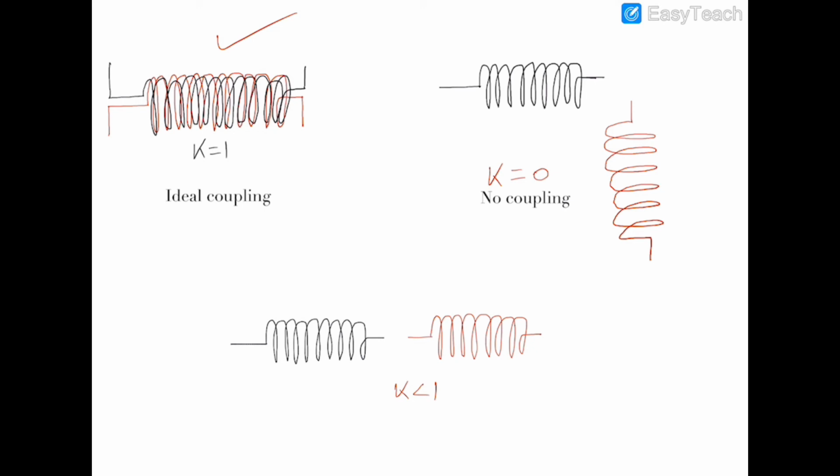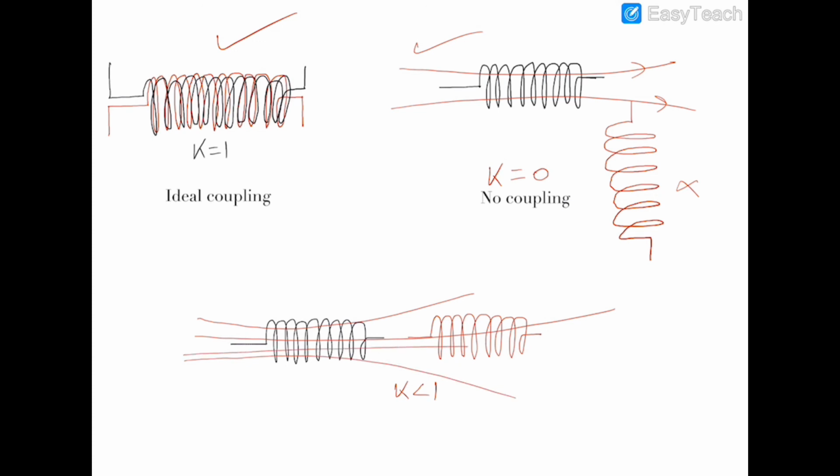In the second case, you can see that any flux which is linked with this coil will not pass through this coil. So there is no coupling and hence the value of K is 0. But in this case, if we say that this is the total flux, then the total flux is not passing through the second coil. Only a part of the total flux is passing through the second coil, and hence we can say that K will be less than 1.